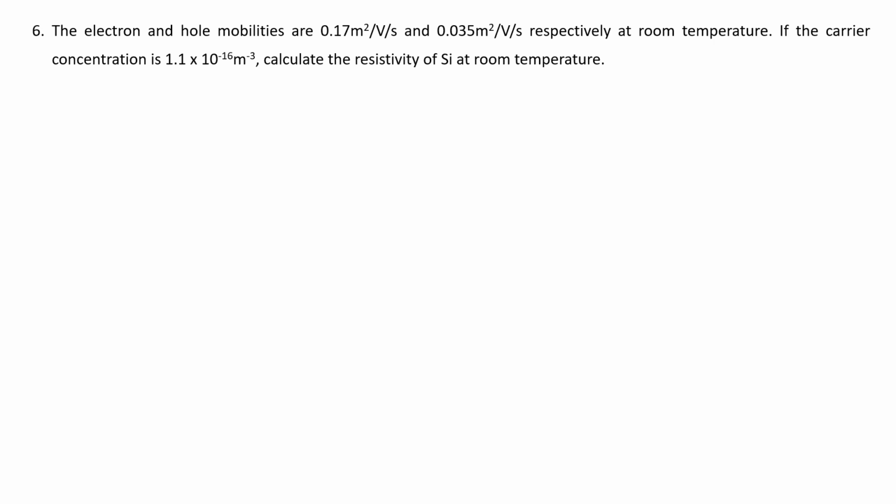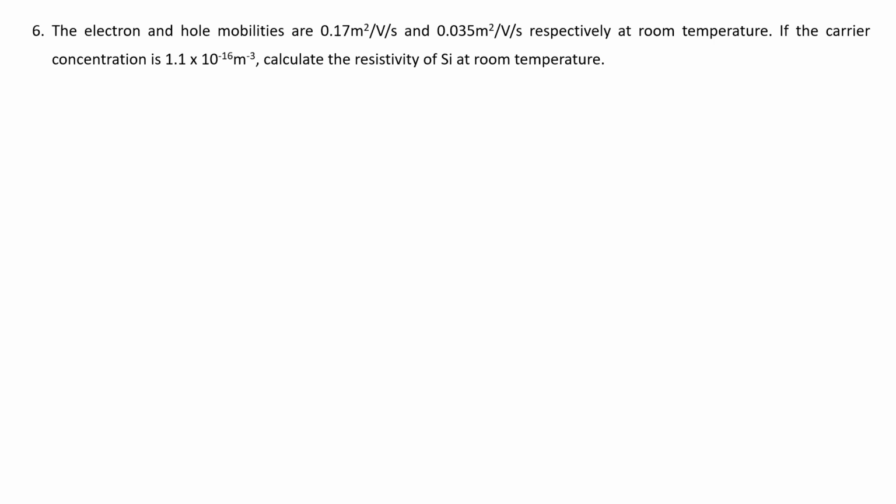So another similar problem with a little difference. Let us read the problem. The electron and hole mobilities are 0.17 and 0.035 meters square per volt per second respectively at room temperature. If the carrier concentration is 1.1 into 10 power 16 meter power minus 3, calculate the resistivity of silicon at room temperature. Okay, so here it is resistivity asked.